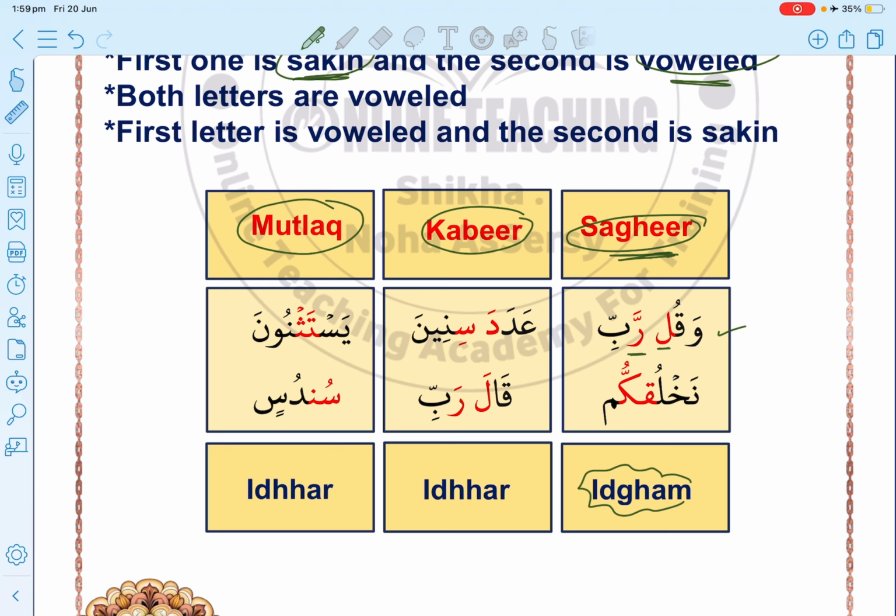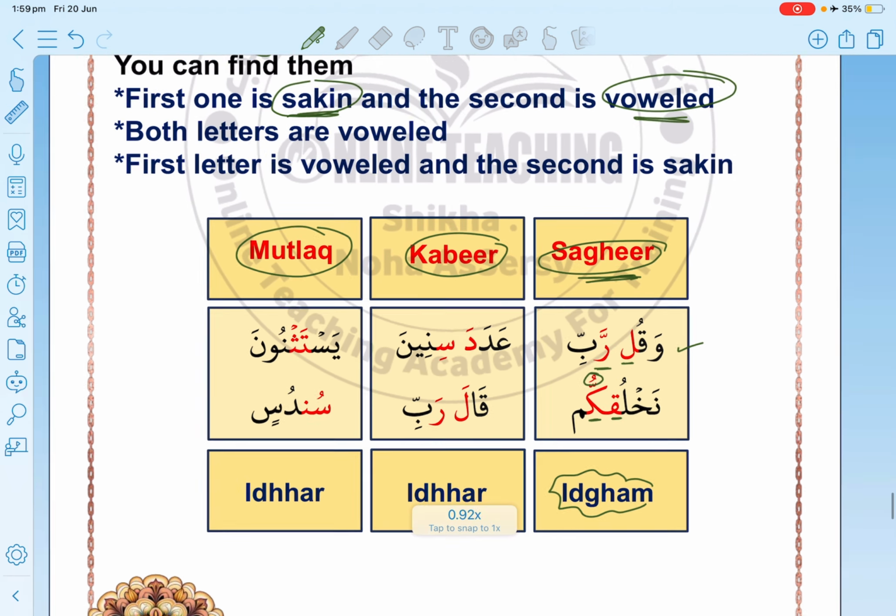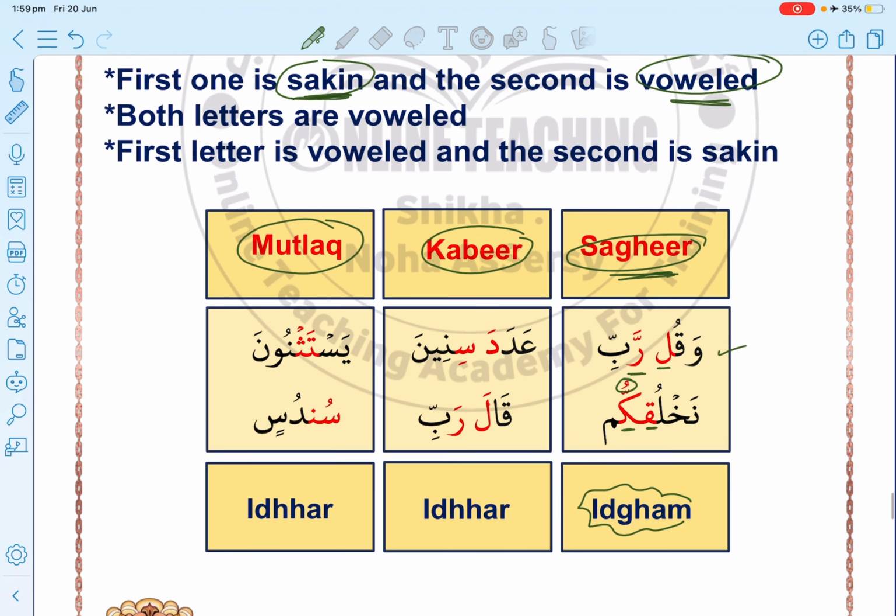Now let's see نَخْلُقكُم. The first is sakin because it doesn't have any sign, and the second has a dhamma. So when the first is sakin and the second is vowel, it will be صغير, which means we will apply idgham. نخلقكم. You see the idgham here between the qaf and the kaf.